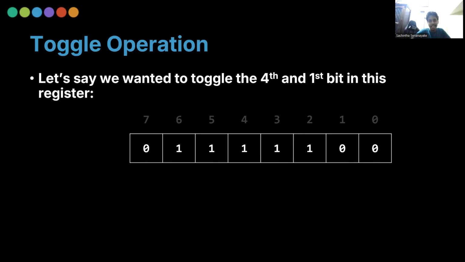Finally, guys, we're at the end. What if you want to toggle? Toggling is making any 0s 1s and 1s 0s. That's what toggling means. Let's say we want to toggle the fourth and first bits. That means we want to make the fourth bit 1 a 0, and we want to make the first bit 0 a 1. That's what toggling means.